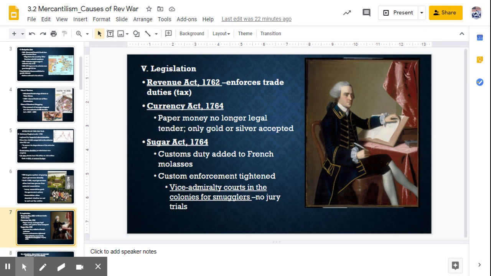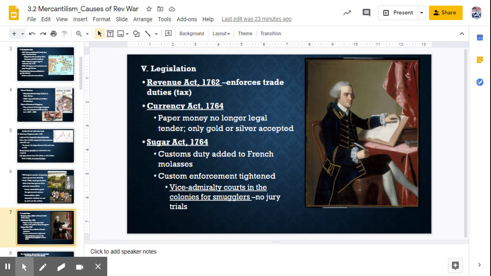And then Vice Admiralty Court said, we need to catch the smugglers. We need those people to be captured and brought back to England, and we will have them stand trial there. There were no juries at these trials, so it was essentially 3 judges. They'd hear the evidence against you, and they would penalize you. And this is something that had not happened commonly in the past.